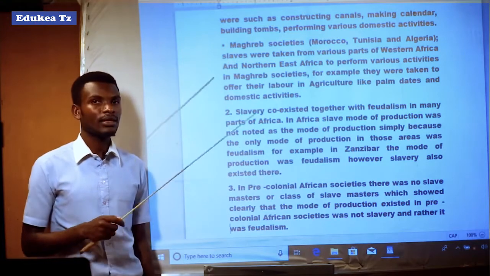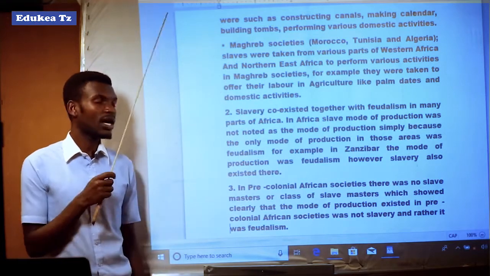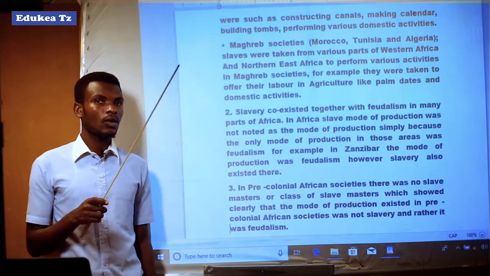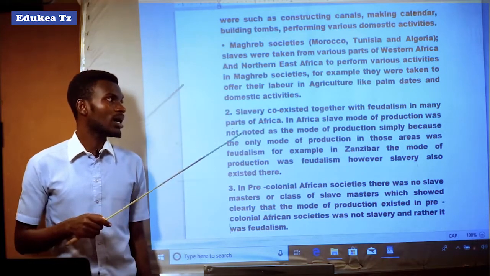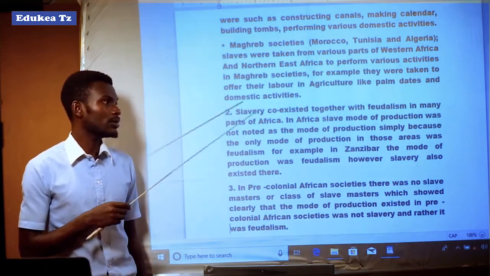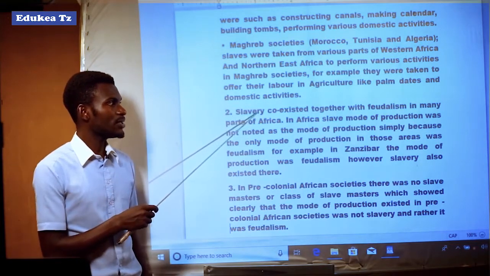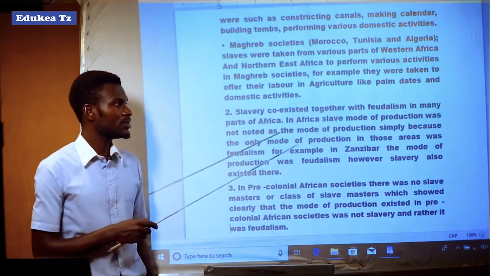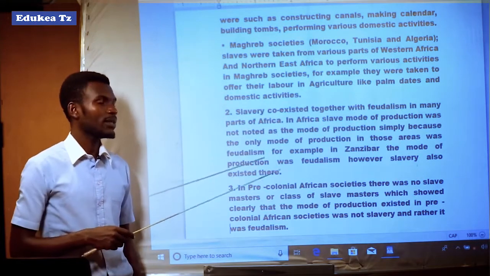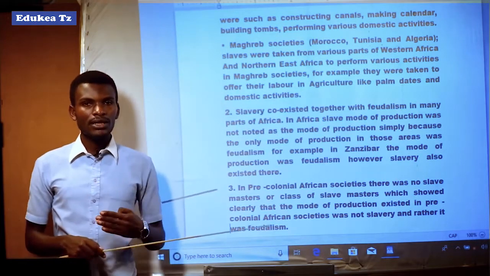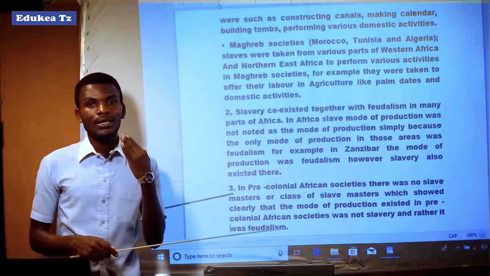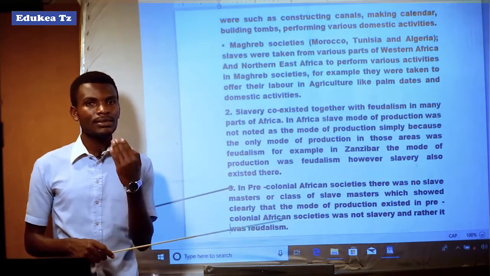and that made Africa deny the development of the slave mode of production in Africa, was that slavery coexisted together with feudalism in many parts of Africa. It means that slavery and feudalism existed at the same time.